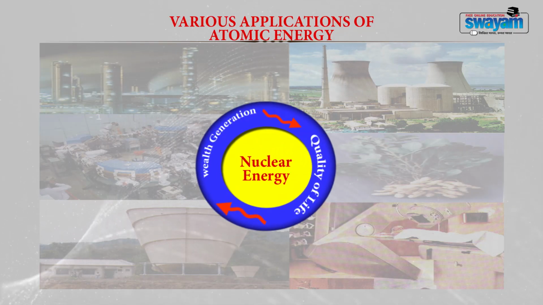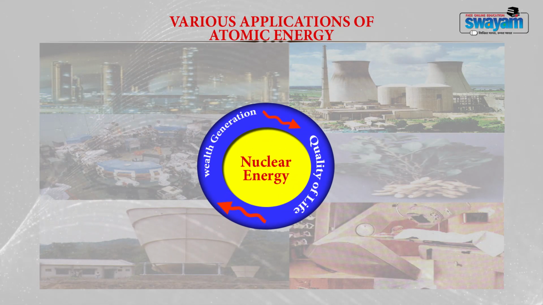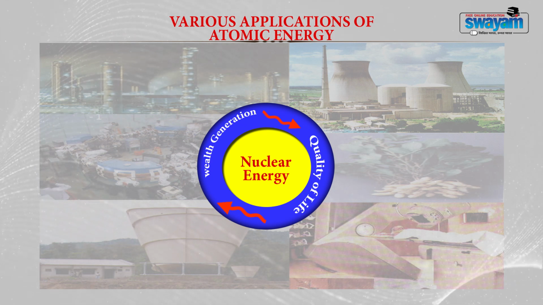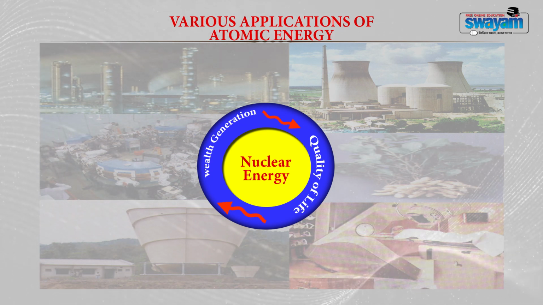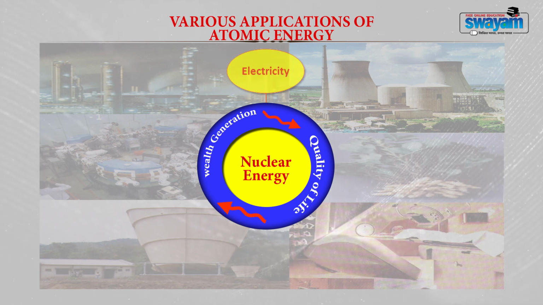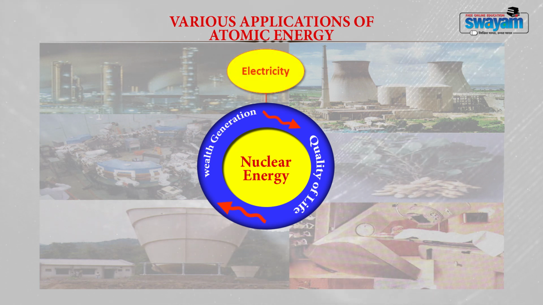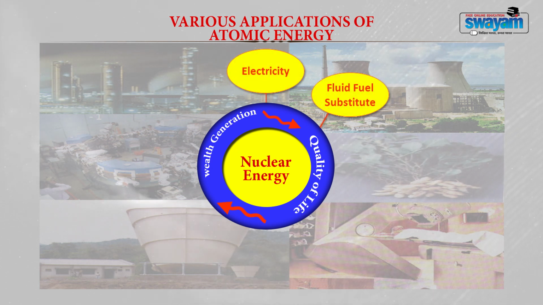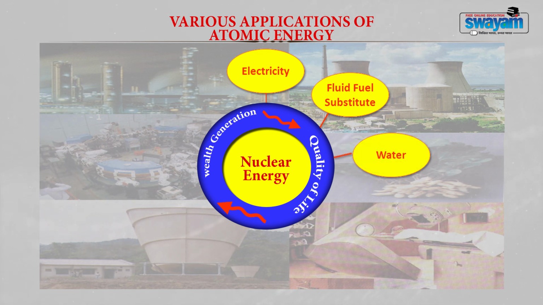This figure shows different fields or different applications of radioactivity. You know that radioactive materials are used as fuel in the nuclear power plants for the production of electricity. These are used as fossil fuel substitutes. These are used in water treatment. These are used for the treatment of waste.